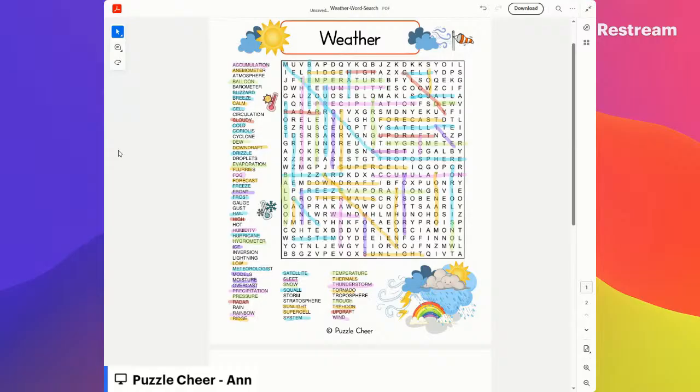Rory says lightning is vertical, just left of trough in the middle. Okay, so trough is green and lightning is right next to it. Awesome. Lightning.